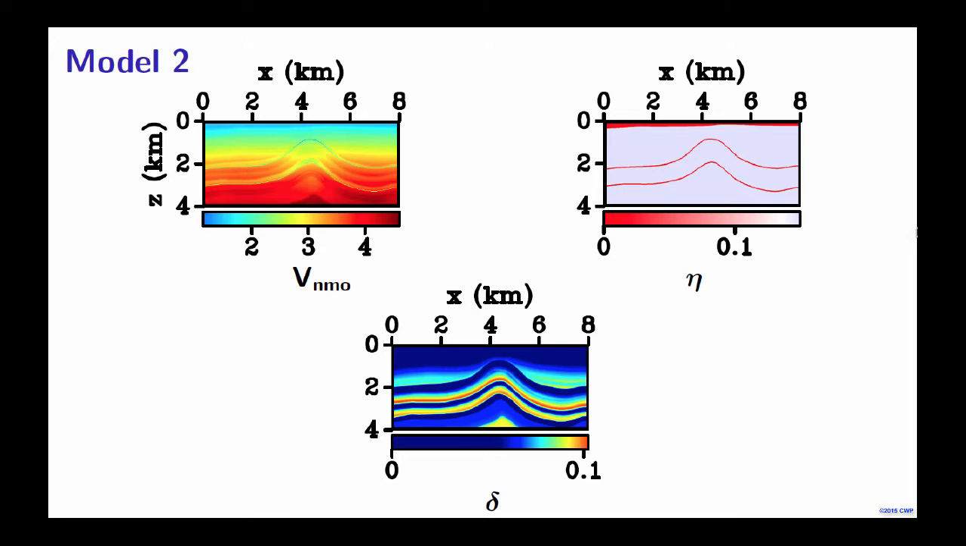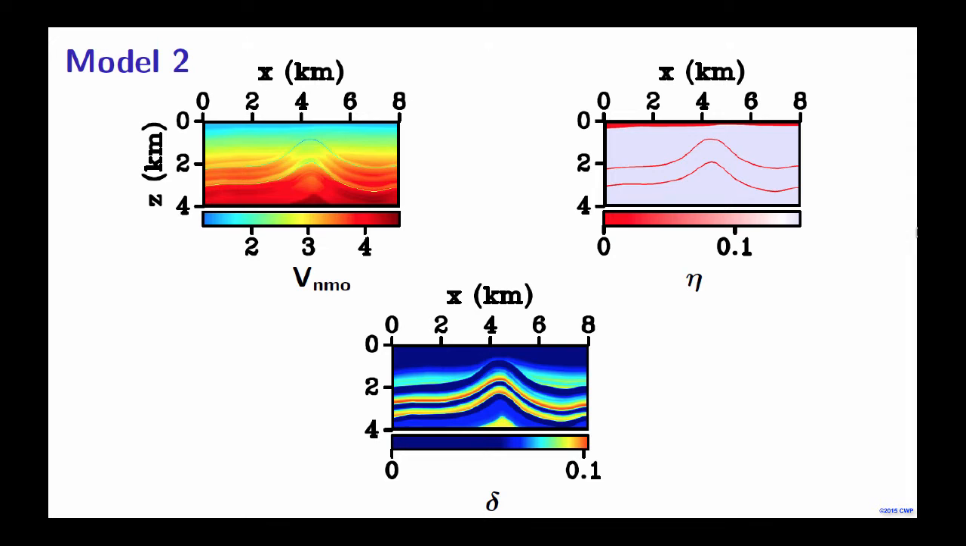Now, let's consider a bit more realistic model. This model was based on the anticline segment of the BP tilted TI model, and it was simplified as follows. The symmetry direction tilt was removed to downgrade the model from TTI to VTI. The normal moveout velocity field was smoothed, keeping only the two strongest interfaces. That was done for the purpose of eliminating all the intermediate reflections. And the eta field is taken constant, equal to 0.15 throughout the model.